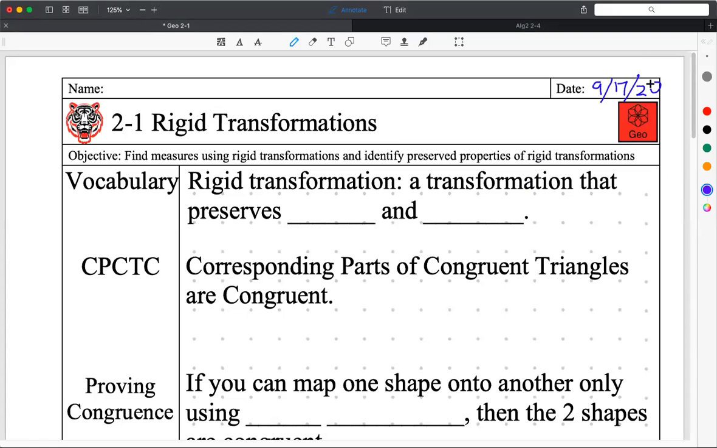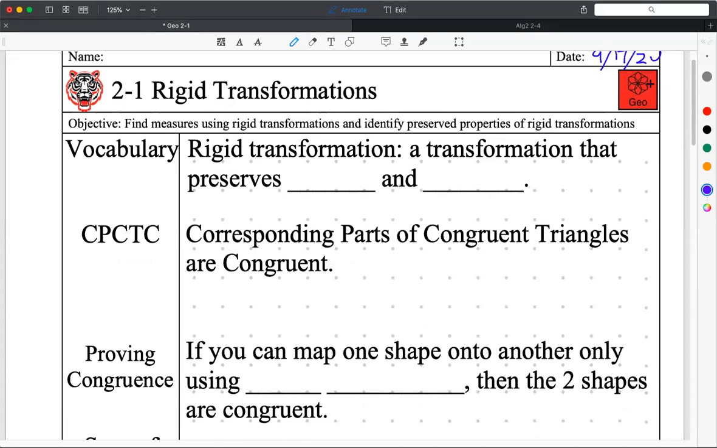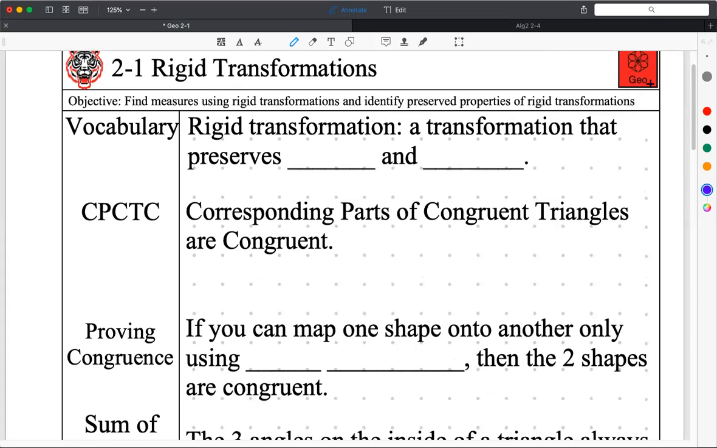Our objective for the day is to do what? Charles. Find measures using rigid transformations and identify preserved properties of rigid transformations. There it is. Yeah, the first one is going to be pretty easy to do, and you'll see that for the homework and in the lesson. The second one is kind of hard. We'll see. So let's get some vocab knocked out here.